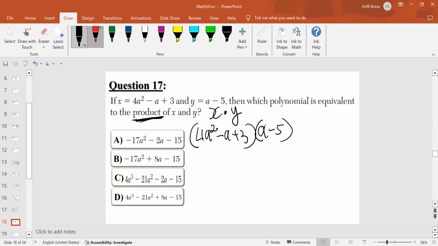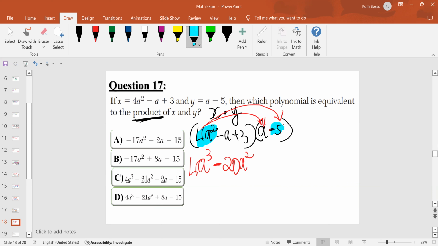So we need to distribute the expression here. Distribute means you take 4a squared and multiply by a. But a has an exponent, which is 1. So you add the two exponents, and you're going to have 4a cubed. You take the same 4a squared, and this time you multiply by -5. Understand that this negative sign is for 5. So that gives you -20a squared. Understand that 4a squared is positive, so positive multiplied by negative gives you negative. That's what we have in this one here.